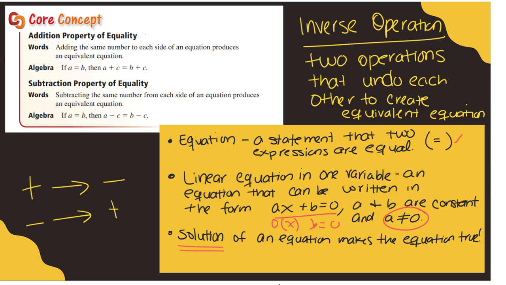So we're working with the addition property of equality, which means that you add the same number to each side of the equation to produce an equivalent equation. So A equals B. If we add C to both sides, okay, what you do to one side, you have to do to the other side. You're going to create an equivalent equation. Same if you were to subtract. A equals B, which is your subtraction property of equality. You subtract C from both sides, A minus C equals B minus C.